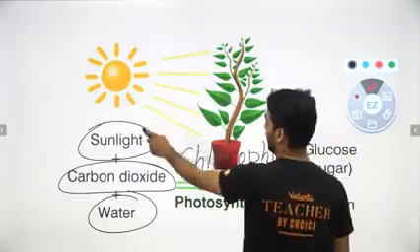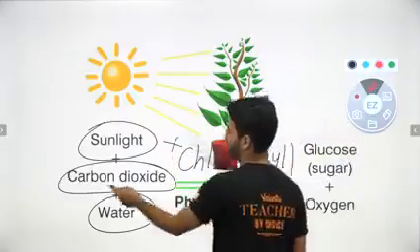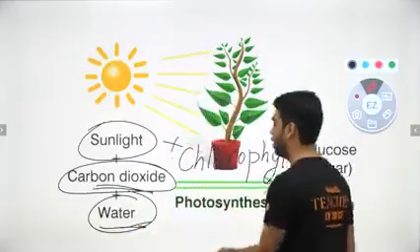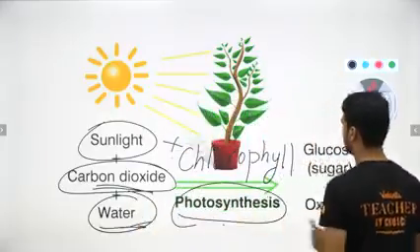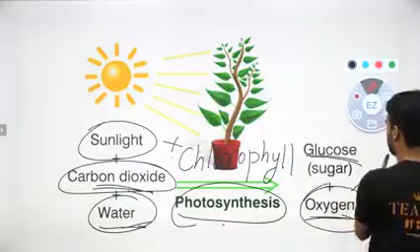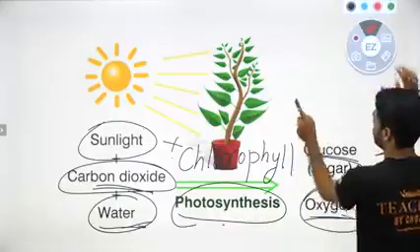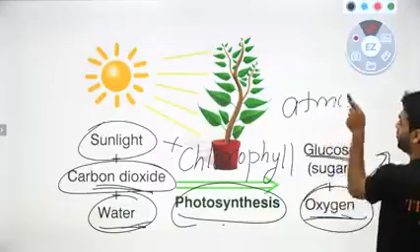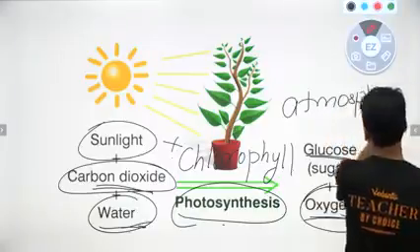With the help of sunlight and chlorophyll, in the presence of carbon dioxide and water, plants carry out the process of photosynthesis to give out glucose and oxygen. This oxygen is given out in the atmosphere for other organisms to use.